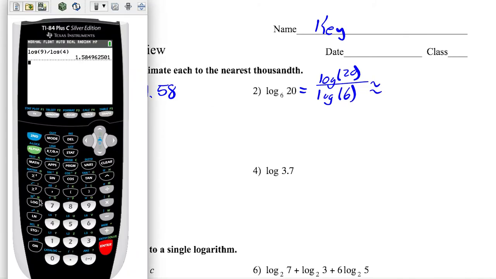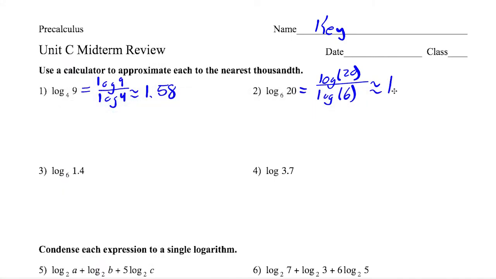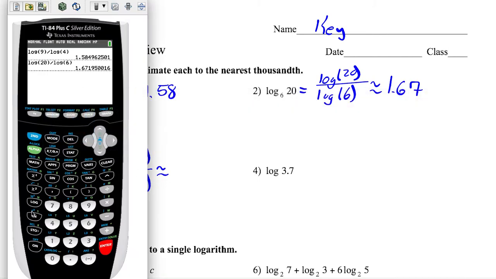So yet again, go back to the calculator, log of 20 divided by log of 6. And so I get about 1.67. Next, log of 1.4 divided by log of 6. Now the cool thing about this is you can actually do natural log as well. So natural log of 1.4 divided by natural log of 6.